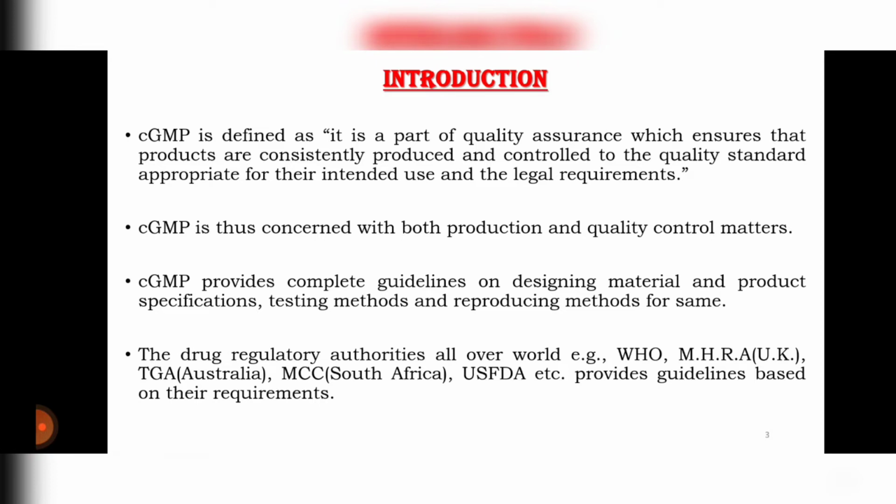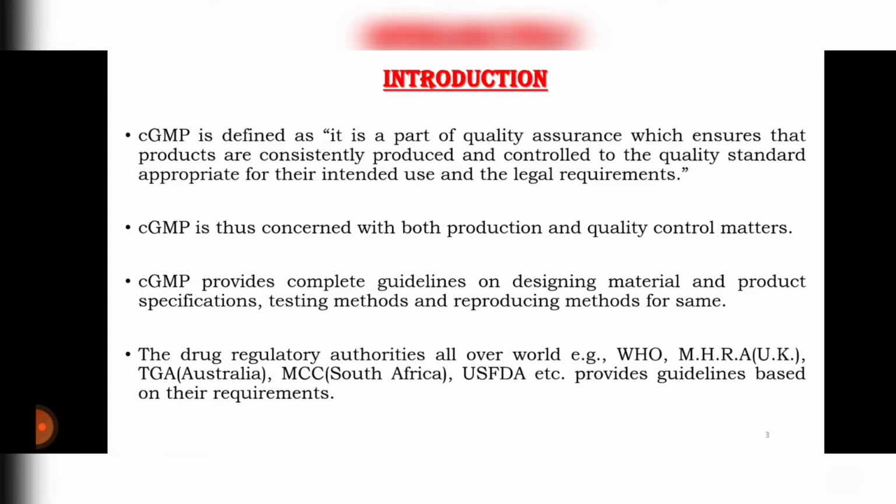Now cGMP is concerned with production and quality control matters. This cGMP works on both production and quality control. cGMP provides complete guidelines on designing materials, product specification, testing methods, and reproducing methods for the same. It is guidelines only. It will provide the path for designing the materials, how to design, and product specification.